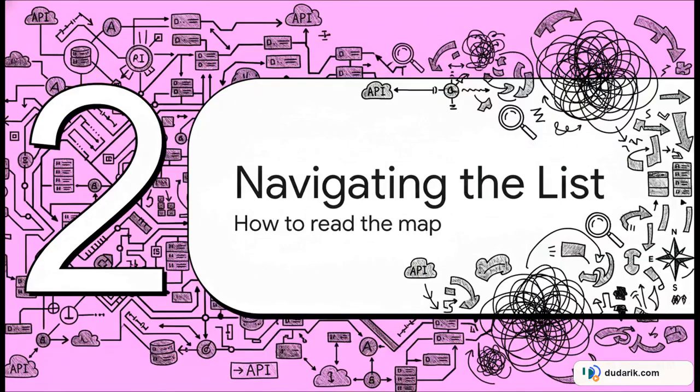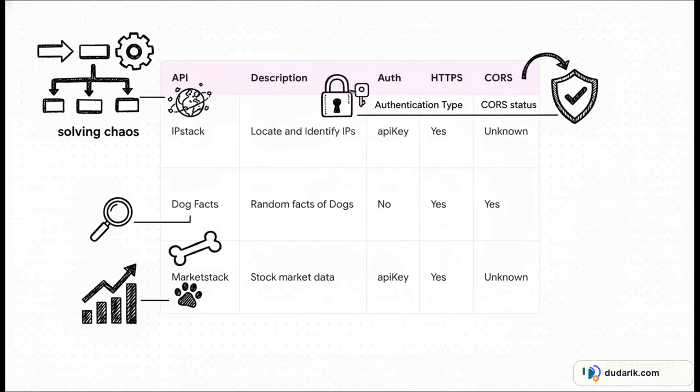Moving right along to Section 2, navigating the giant list, how to read the map. Now, trying to navigate thousands of APIs would normally be total chaos, right? But the curators have solved this beautifully. Every single category follows this exact standardized markdown table format. It gives you the absolute critical technical specs at a single glance, way before you even click a link. You get the API name, a quick description, the auth type, whether it supports HTTPS, and its core status. Boom. Everything you need to know up front.